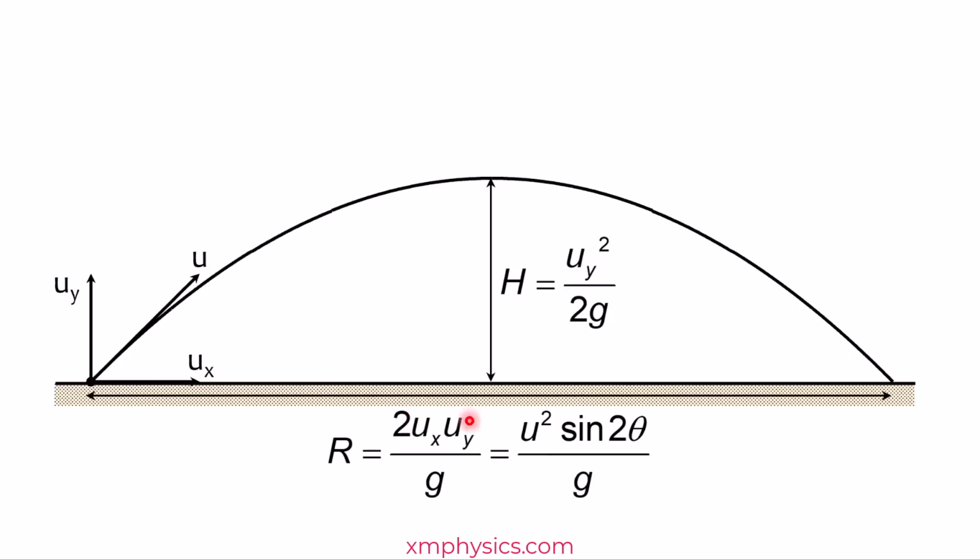As for the horizontal range, it depends on both the horizontal and vertical initial velocities. And we also know that it varies with theta according to this function, sine 2 theta. Theta is the launch angle, of course. Okay, so bear this in mind as we go through the rest of the video.